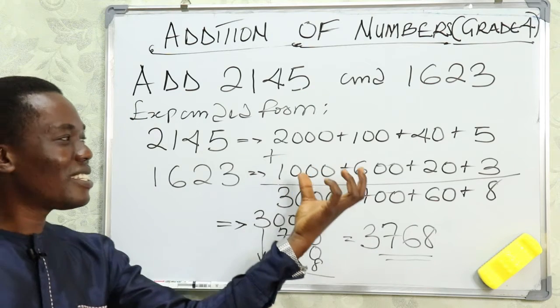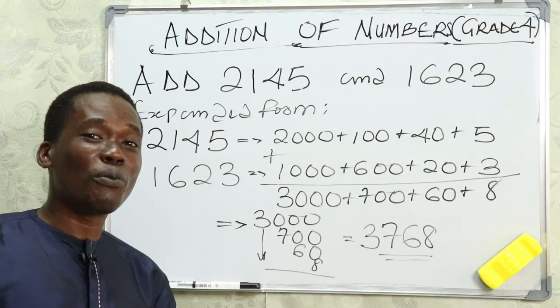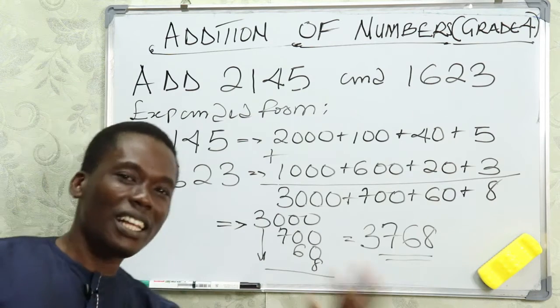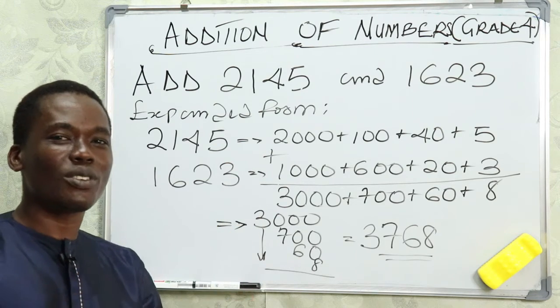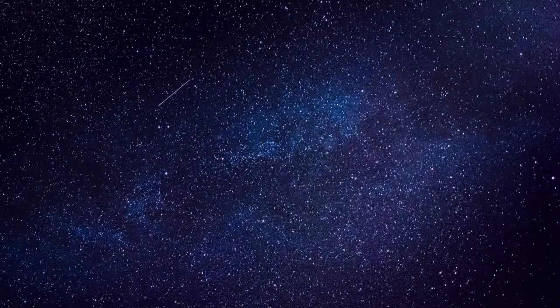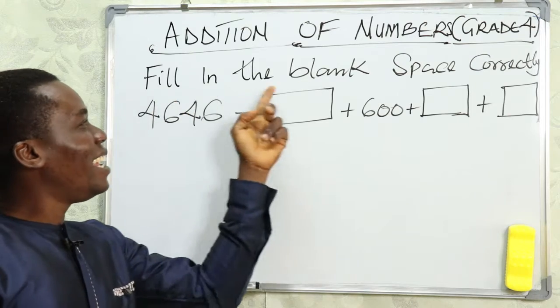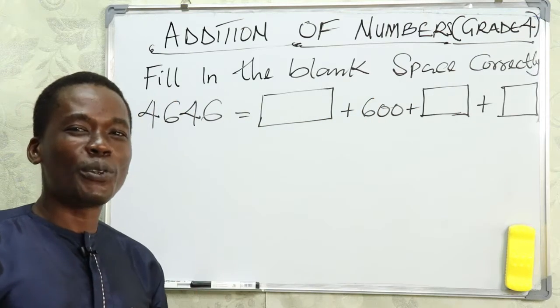So you can use this expanded form method in adding your what? Your 4-digit number. Now let's look at another method entirely you can use in adding this number. Now check out the sample. Have you seen it? Right, in this sample you are asked to fill in the blank space correctly.